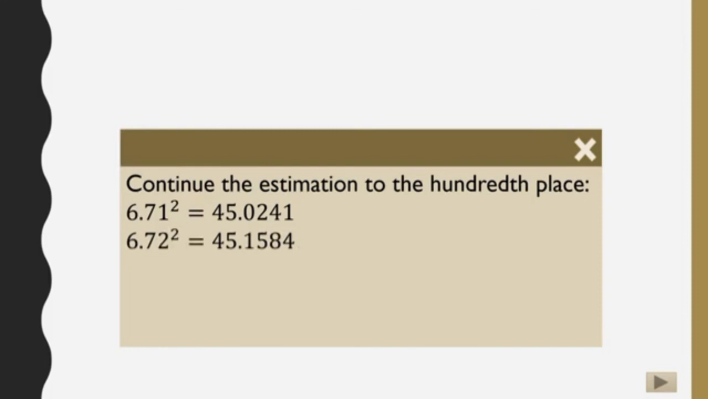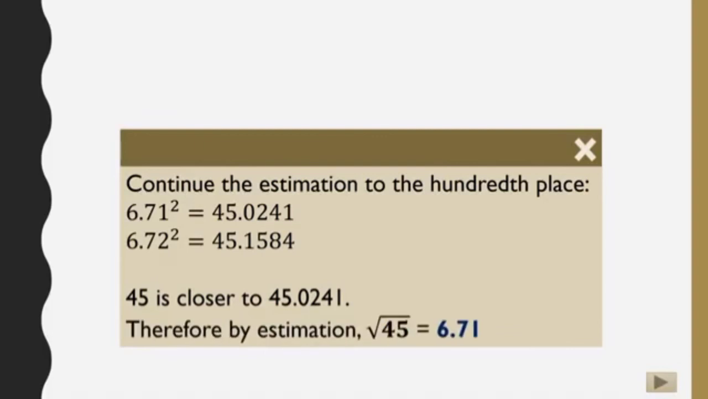6.72 squared is equal to 45.1584. 45 is closer to 45.0241. So, since ang square root of 45 ay mas malapit sa 45.0241 kaysa doon sa value ng 6.72 squared, so therefore, by estimation, square root of 45 is equal to 6.71 kapag ang square root of 45 ay kinonvert natin sa nearest hundredths.